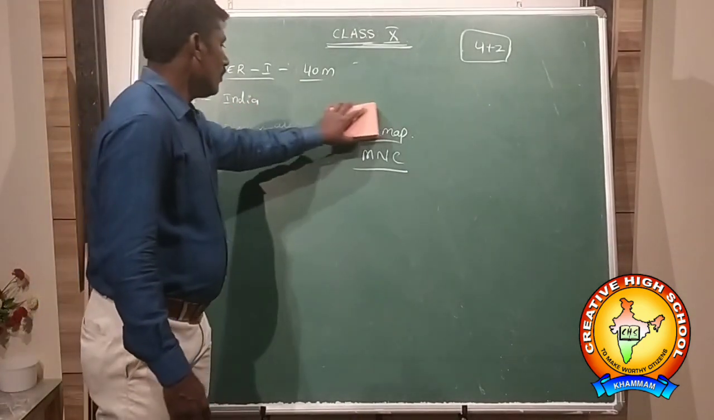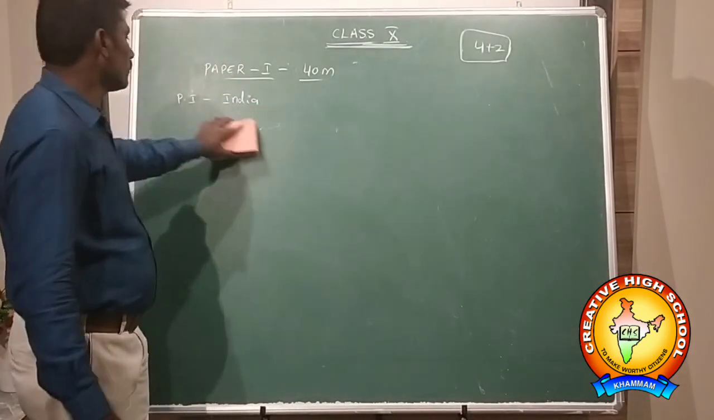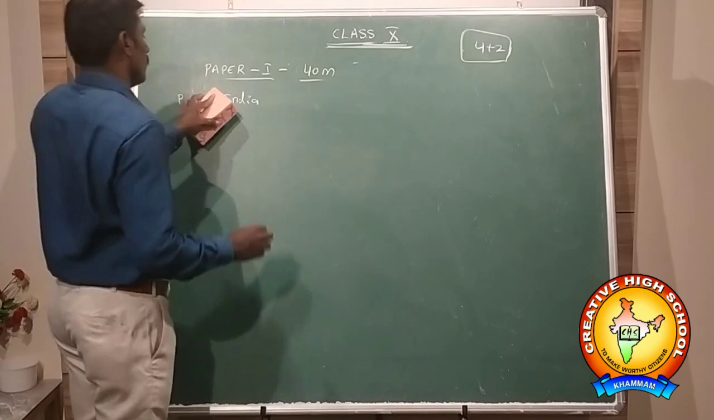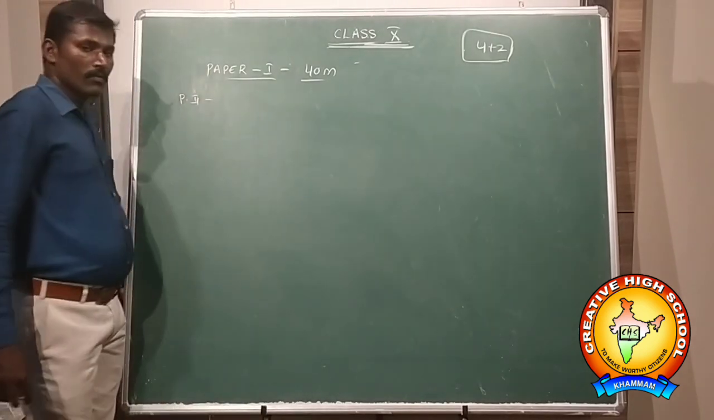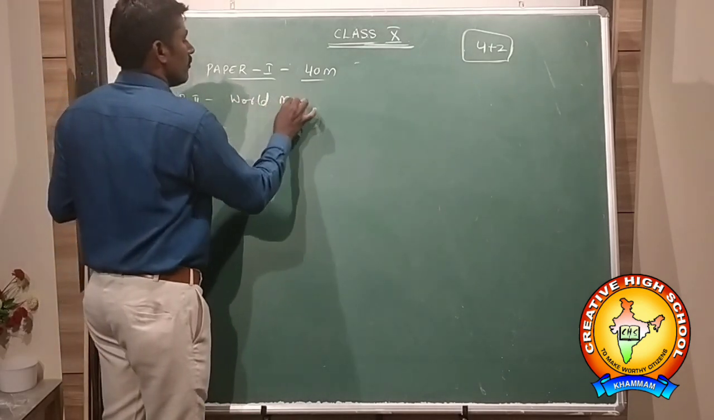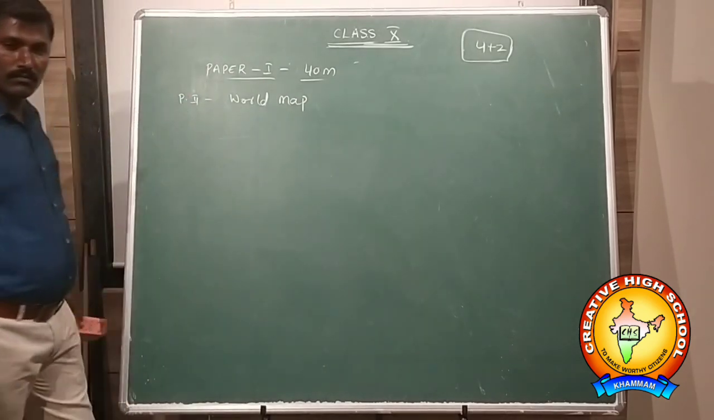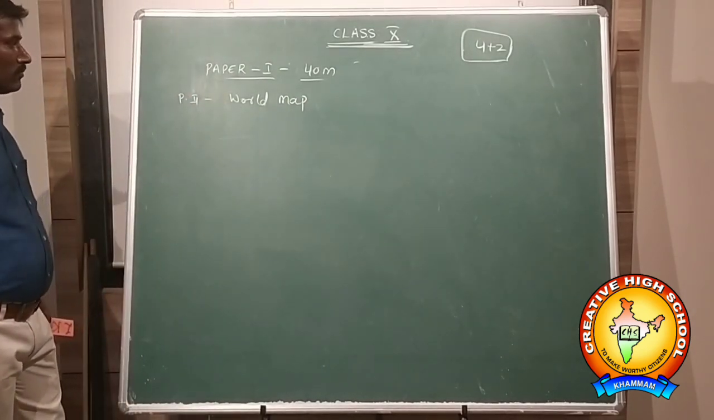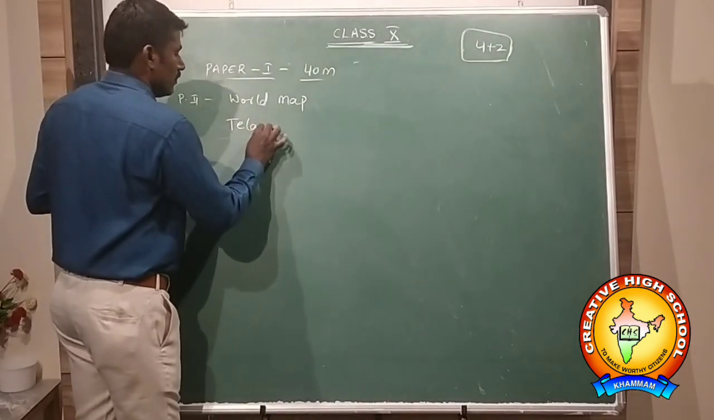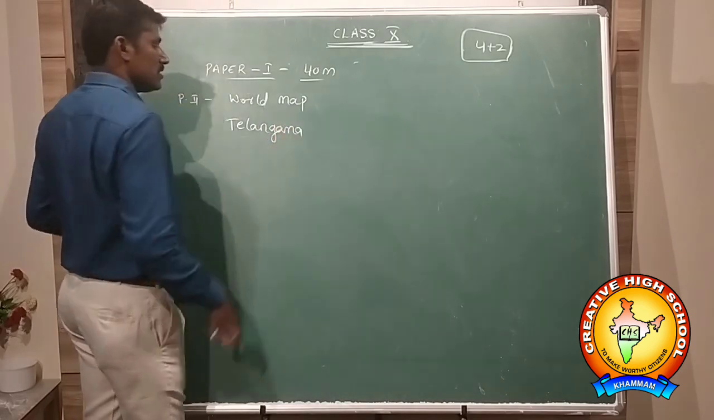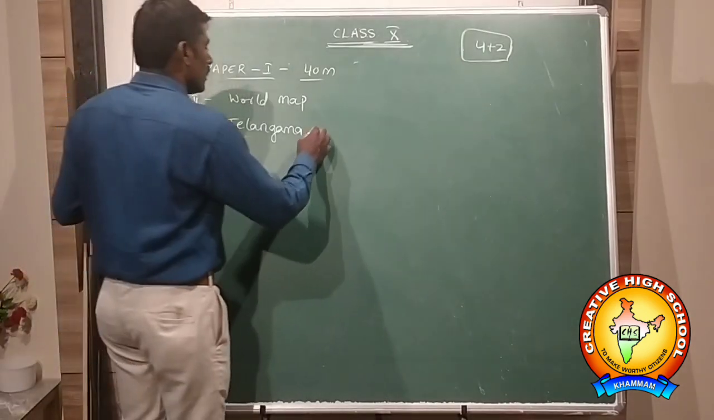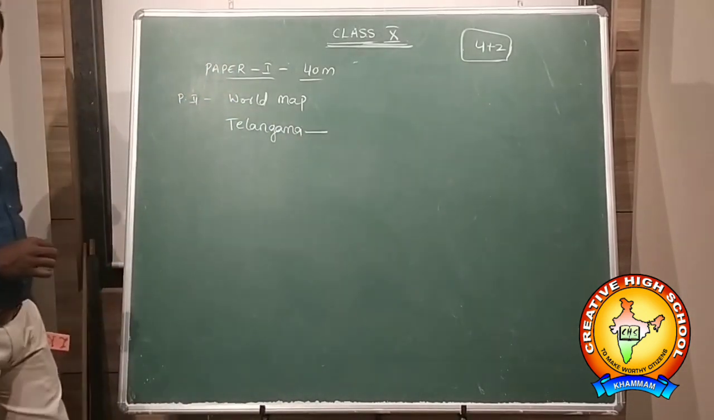And from paper 2, a world map will be given. Compulsory, everybody must concentrate on the world map. And from the Telangana struggle, the formation of Telangana, compulsorily an outline map of Telangana state will be given.